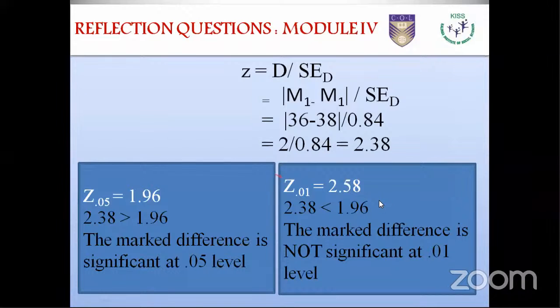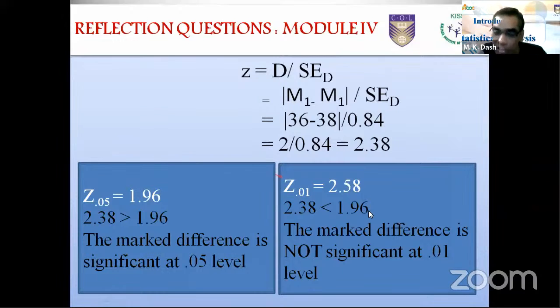See, in the same question, the difference is significant at 0.05 level, but the difference is not significant at 0.01 level. Meaning the precision is more at 0.01 level. The accuracy is more at 0.01 level in comparison to 0.05 level. That's why at 0.05 level the difference is found to be significant, whereas at 0.01 level the difference is found to be not significant, because the level of precision is high at 0.01 level.